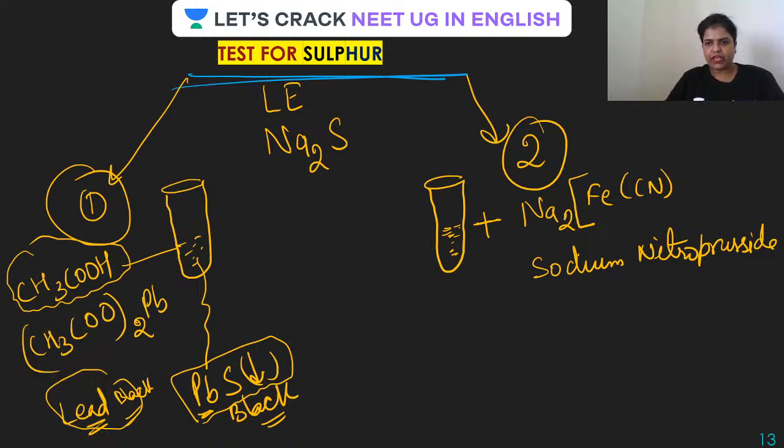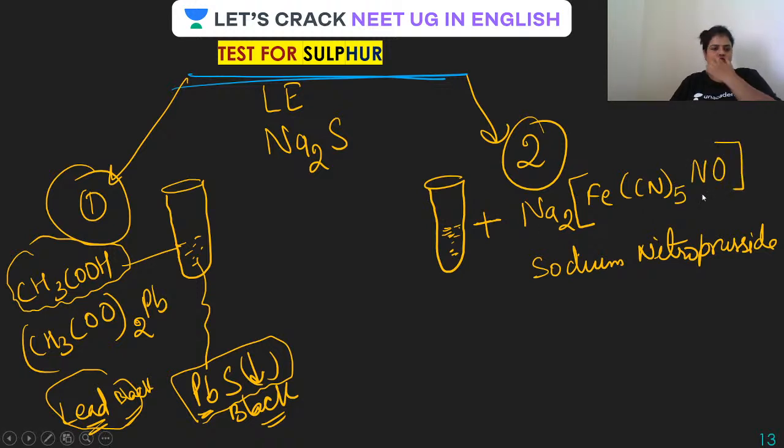Welcome. So guys, Na2[Fe(CN)5NO]. This whole is called sodium nitroprusside. Na2[Fe(CN)5NO].